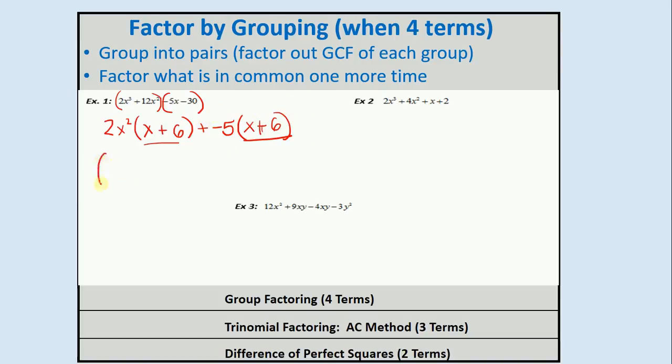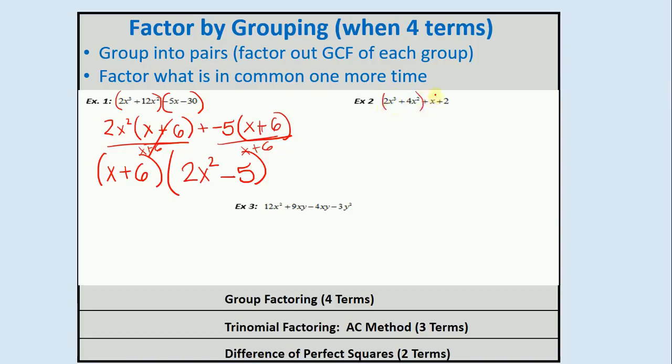So I can pull out the x plus 6. What's going to be left behind if I divide this by x plus 6 and this by x plus 6? Well, I'm going to be left with a 2x squared and a -5. That is my final answer. That is me factoring by grouping this polynomial. Let's try it again.